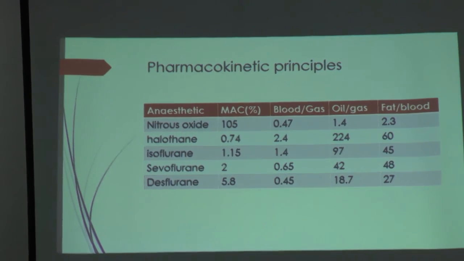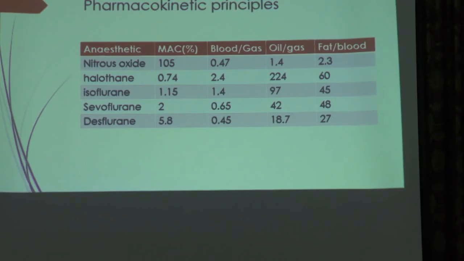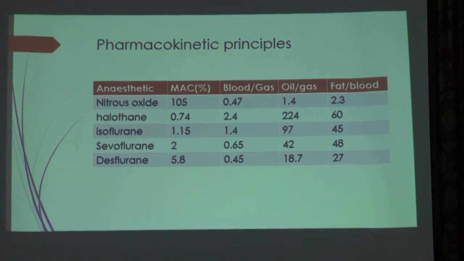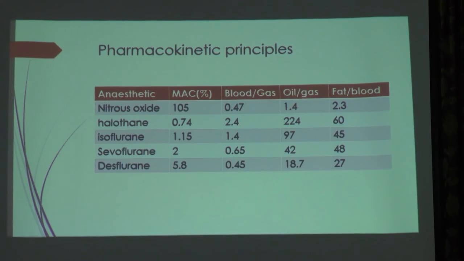So I mentioned that the minimum alveolar concentration (MAC) gives you an idea of how potent the agent is. The smaller the MAC, the smaller the alveolar concentration you need to produce anesthetic effects, the more potent it is. Okay? So nitrous oxide is 105%, which is a lot. Halothane is 0.74%, if you are using just your MAC as your determinant. And then isoflurane is 1.15%.